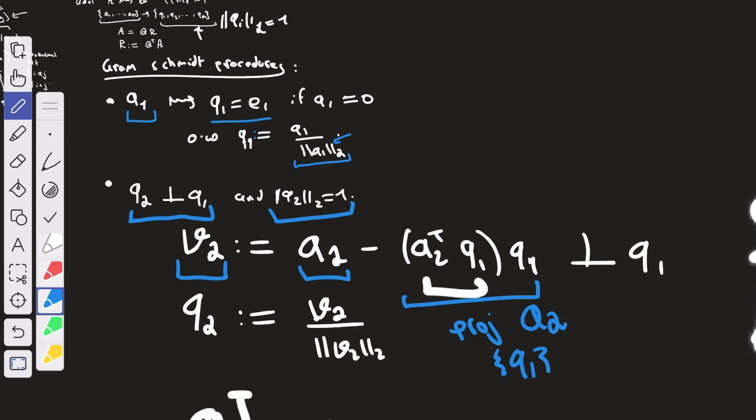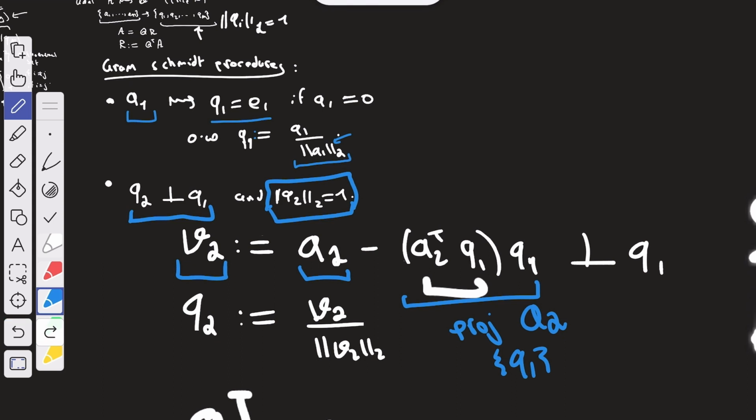And the claim is that we're going to get a vector orthogonal to q1. Before we actually check this, let me just tell you that there is one more thing to do. We can't just take v2, because there's another requirement, which is that we want this to have norm 1. So we're going to normalize the vector that we know is orthogonal to q1. Okay, so this is our definition of q2.